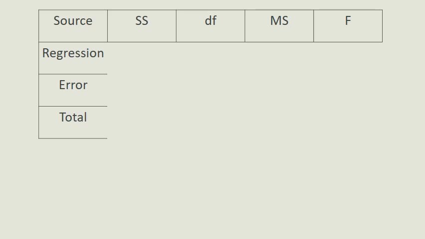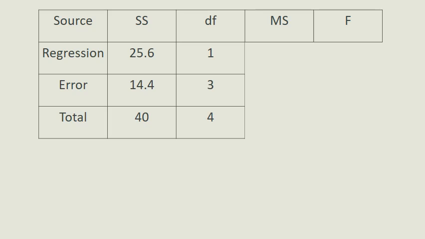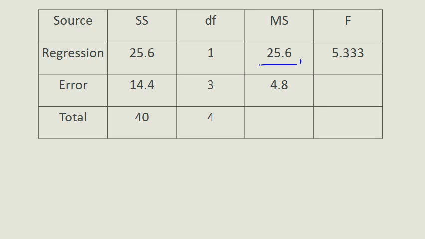Let's go to our regression ANOVA table, and we can plug in our sums of squares that we just finished calculating. And since our data has 5 total points, our degrees of freedom are 1, 3, and 4. We find the MS as usual by taking sums of squares, dividing by degrees of freedom. And finally, the F value is the MS for regression over the MS for error, and it's equal to 5.33.